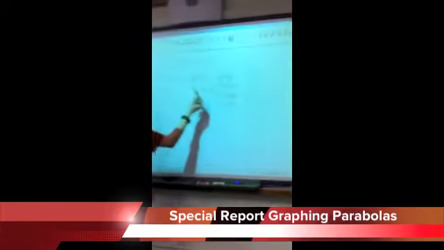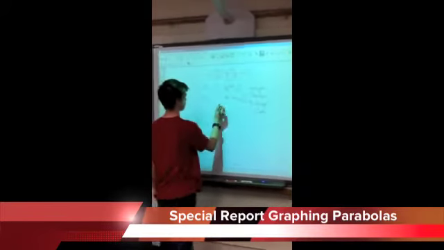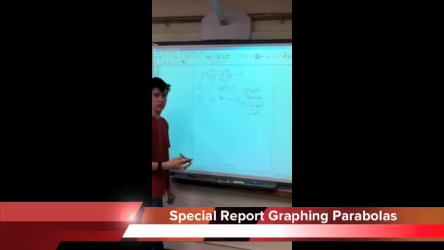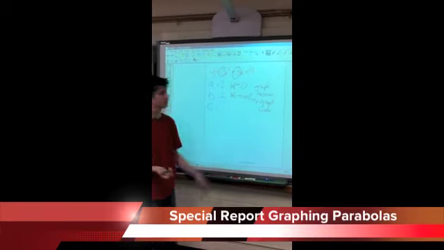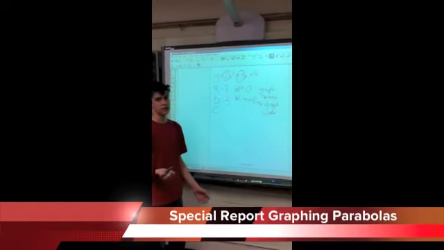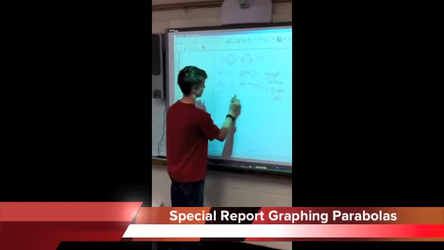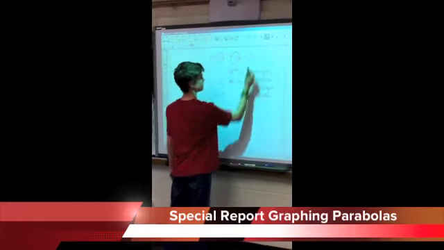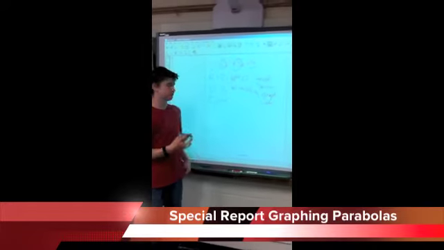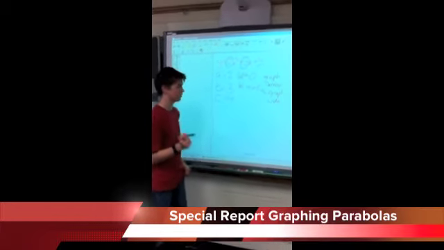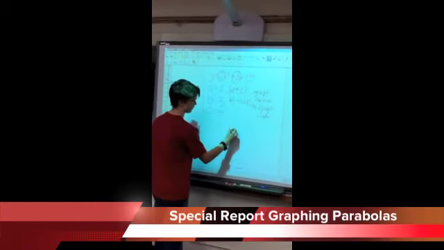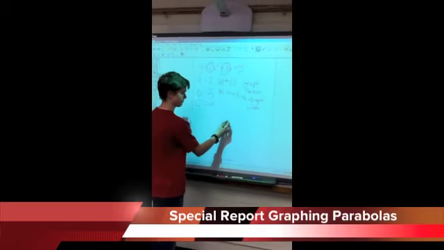B is always the number next to x, 3. And C is the last number, the number that's not next to an x, so 4. C dictates the y-intercept, so it would be 0, 4 in this equation.